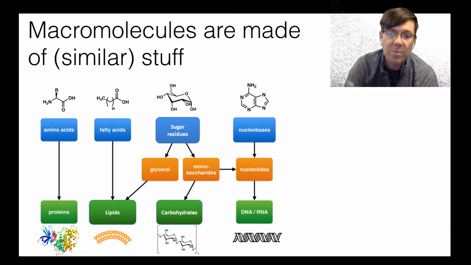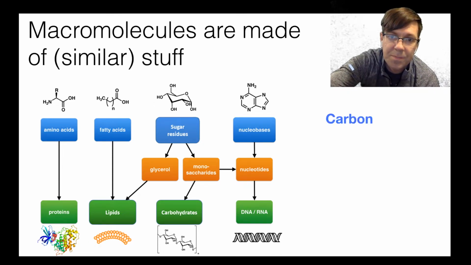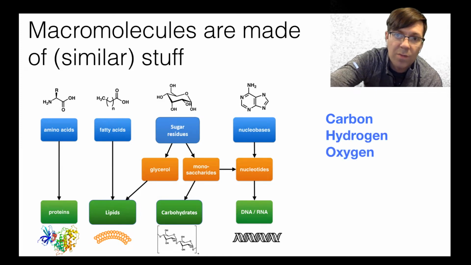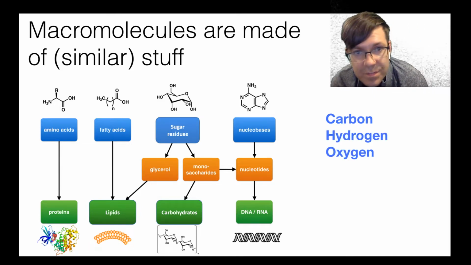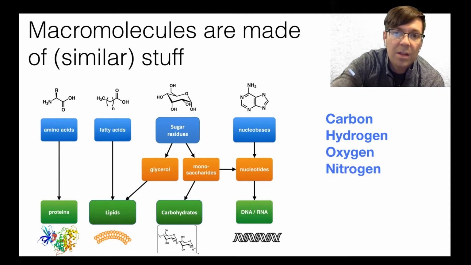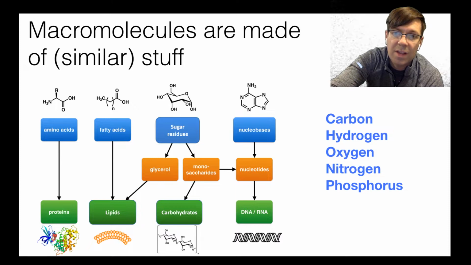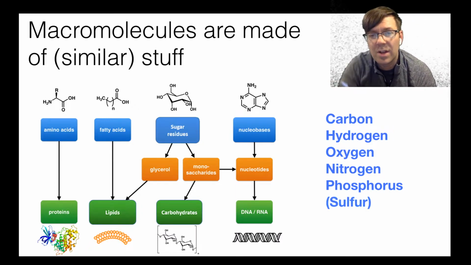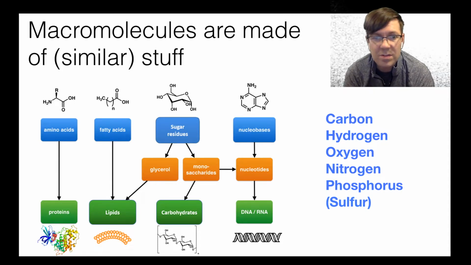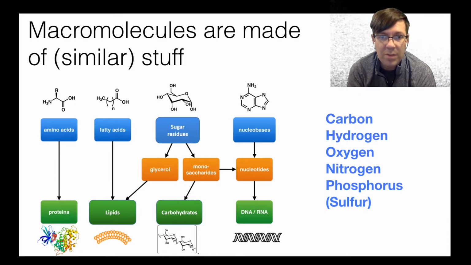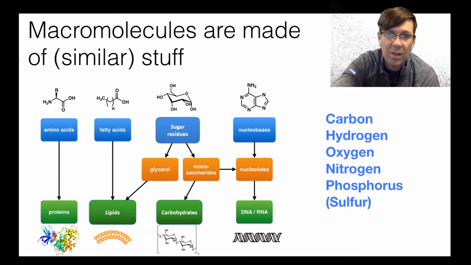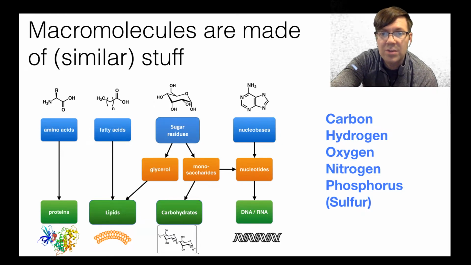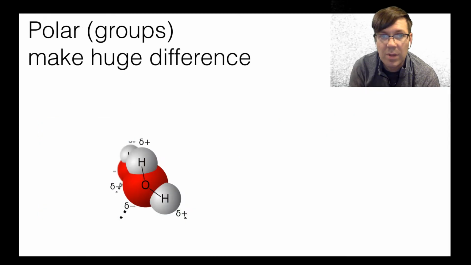So how is that possible if they're all made of the same basic elements, right? So all of them have carbon, hydrogen, and oxygen. And proteins and nucleic acids have nitrogen, nucleic acids have phosphorus, and then some of your amino acids are going to have sulfur. I'm going to put that in parentheses. But the idea is all of this stuff is made of the same basic building blocks. So it really does come down to shape and polarity.